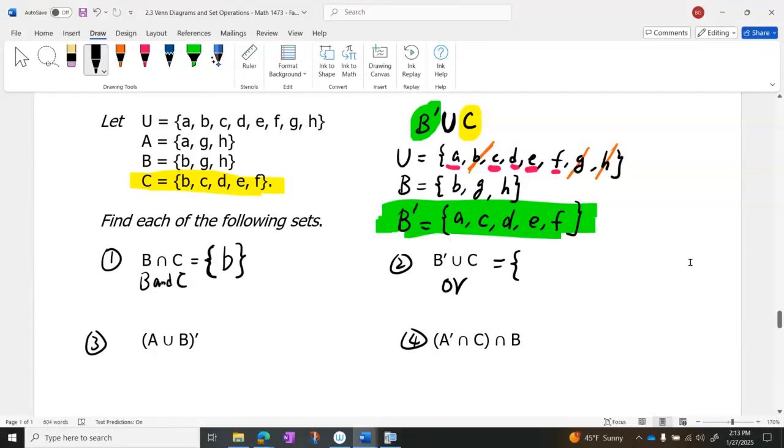Do we include A? We include A because A is in green. Even though it's not in yellow, it's fine because it's or, right? We also include B because B is in yellow, not green, but it's fine. And we also include C, which is in both, D in both, E in both, F in both. And that's B prime union C. Do you agree, guys? Am I too fast? Just let me know. You just need to write everything down, understand the concept, and you should be fine.